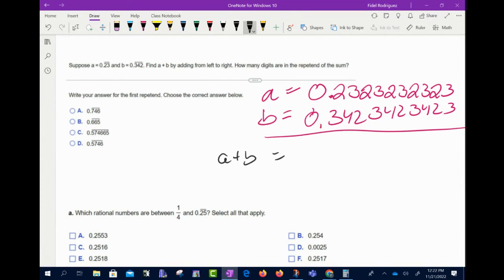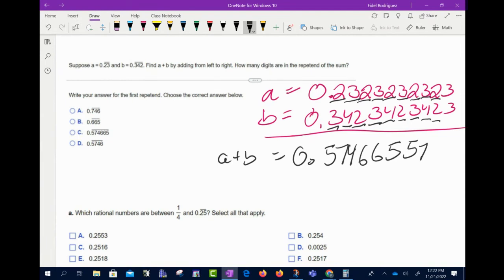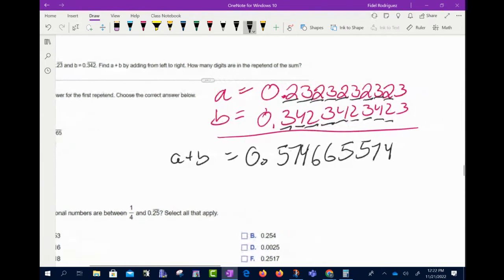Okay, so A plus B. Let's see. That's still 0. 2 and 3 is 5. 3 and 4 is 7. 2 and 2 is 4. 3 and 3 is 6. 2 and 4 is 6. 3 and 2 is 5. 2 and 3 is 5 again. 3 and 4 is 7. 2 and 2 is 4. Okay, 3 and 3 is 6.